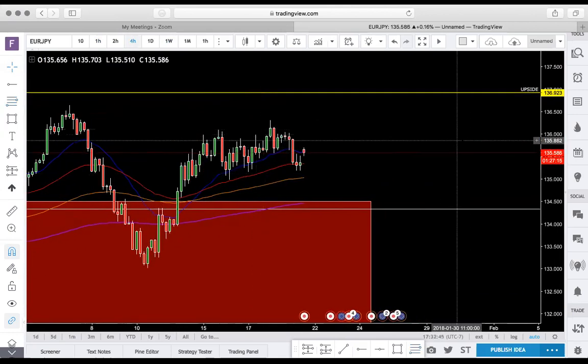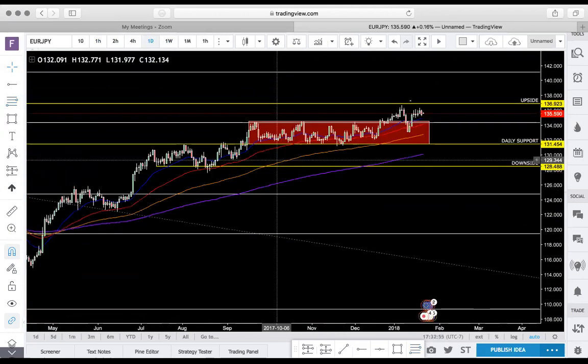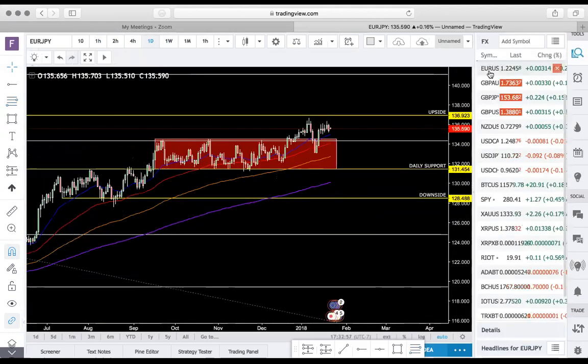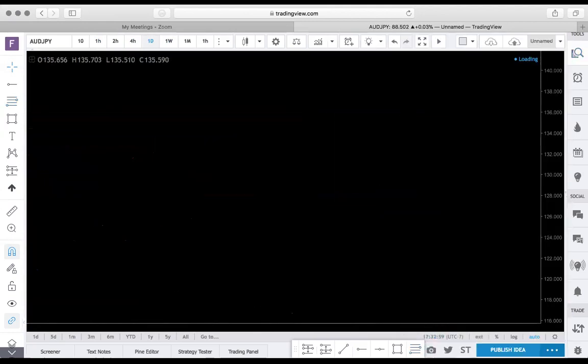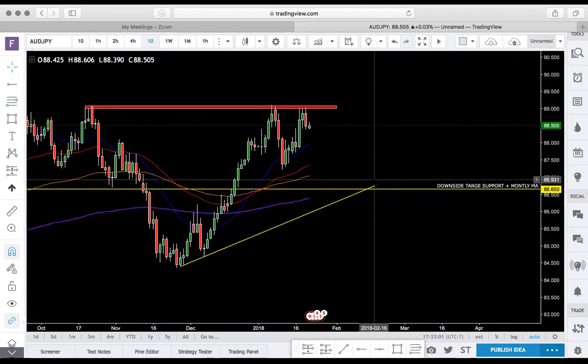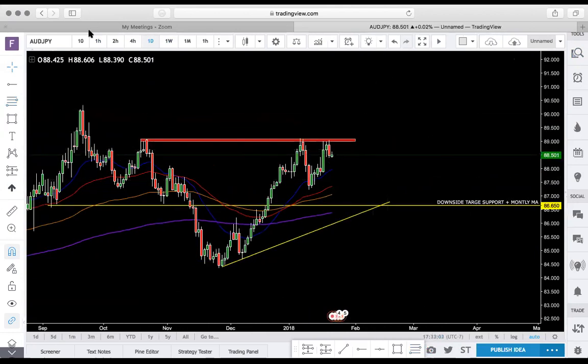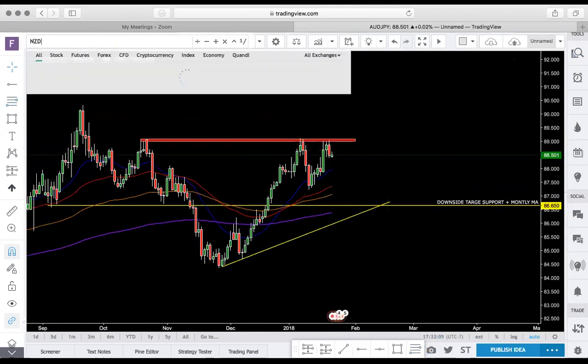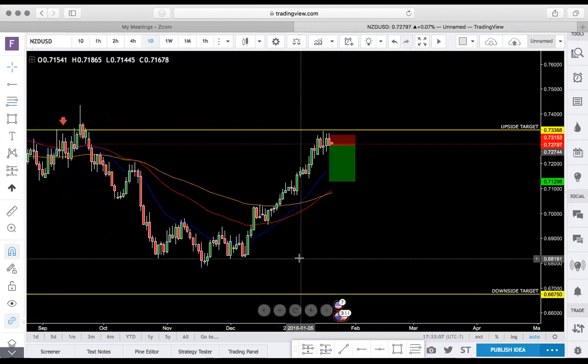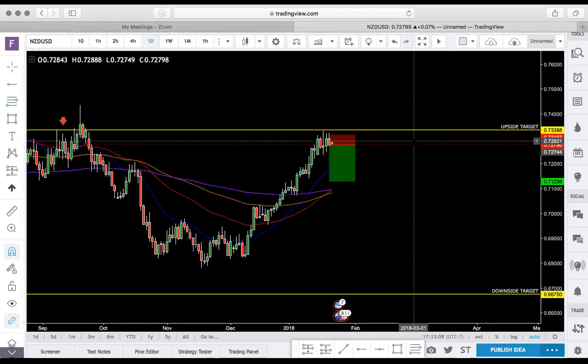Any other pairs? Let's see what else I have here. All right, so we talked about Aussie Yen, NZD USD. All right, let's do NZD USD.